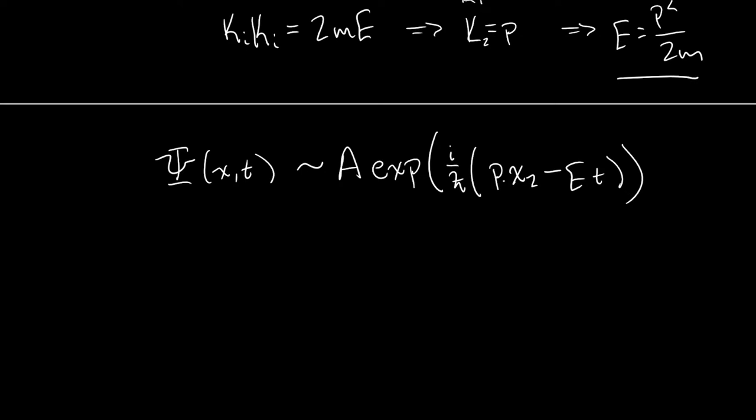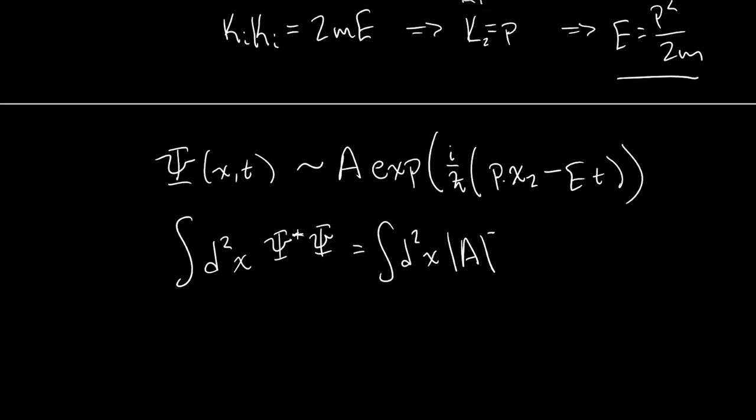Okay, and the reason why I have this squiggle instead of an equal sign is, like I said before, this is not actually going to end up being normalizable. We can't really do this. The integral of psi star psi is equal to magnitude A squared, and this is obviously going to be divergent. If I integrate a constant over an infinite range, it's going to diverge.